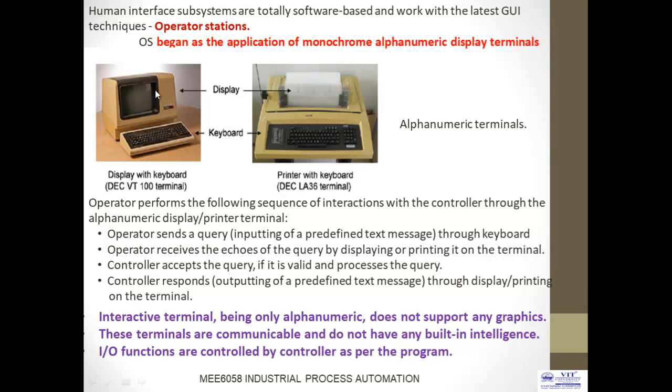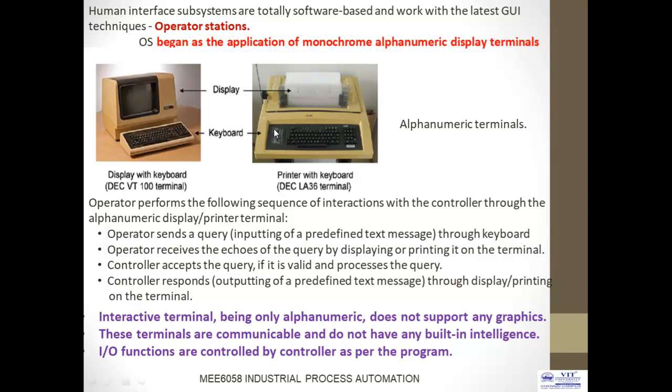Okay, this is the conventional operator panel. Coming to here, what happens? The operator performs the following sequence of interactions with the control through the alphanumeric display and printed terminals. What can the operator perform? First, the operator sends a query through the keyboard.